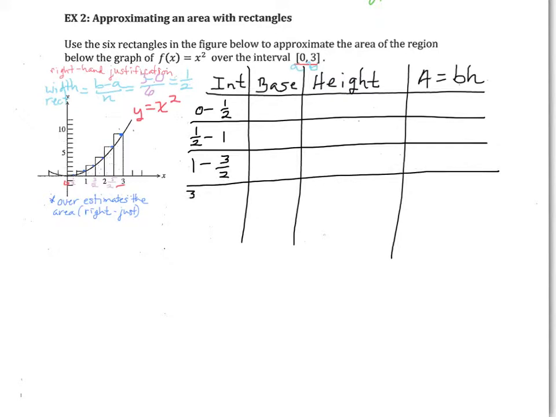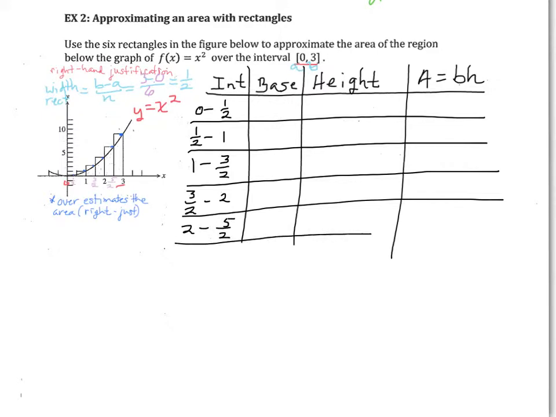And then from 3/2, we're going to 2. And then from 2 to 5/2. And then from 5/2 to 3. Is everybody clear as to where I got my intervals? So there are 6 intervals because I have 6 rectangles.